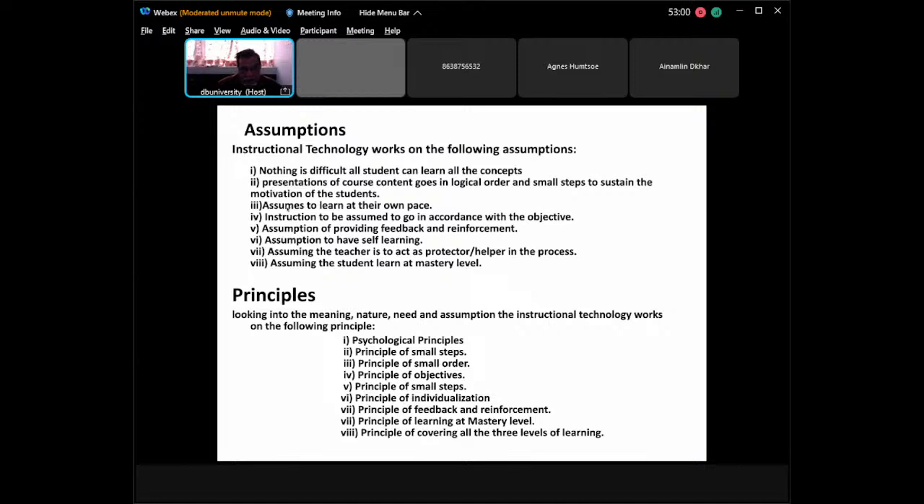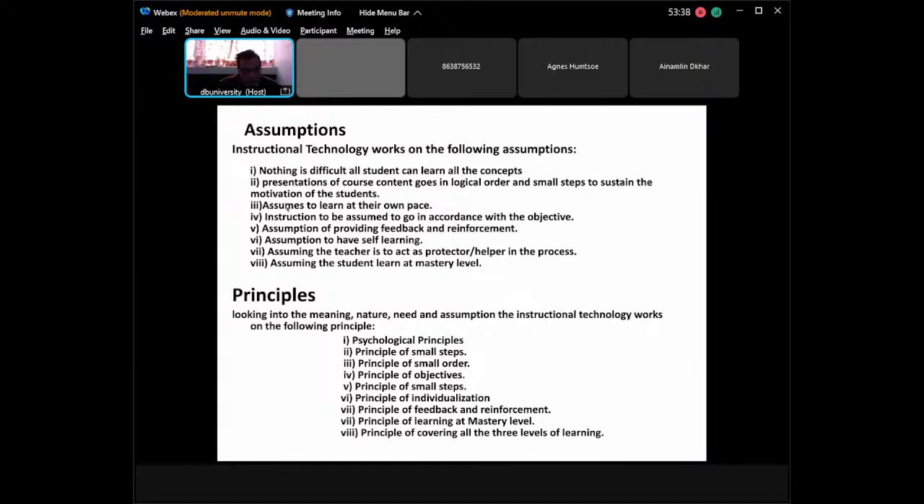At the time of designing and developing the curriculum, we have to be cautious. It is assumed that the content is possible to be learned provided it is placed, presented, analyzed, synthesized, and put in a proper form, in logical order and in small steps. Nothing is difficult. So feedback from time to time and positive reinforcement are a mechanism under the process of instructional technology.